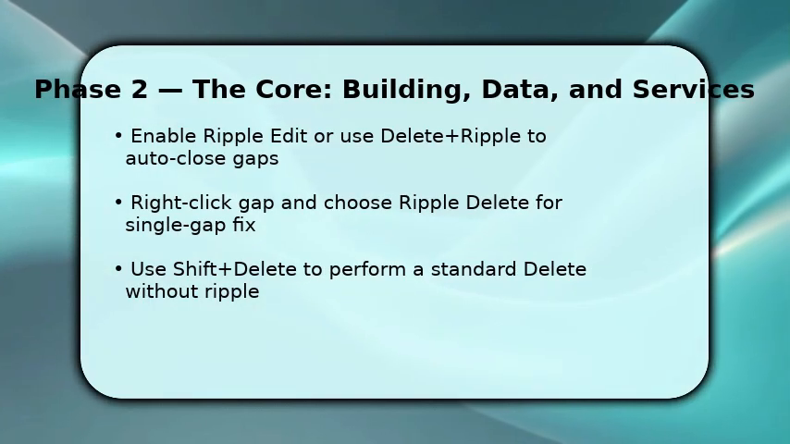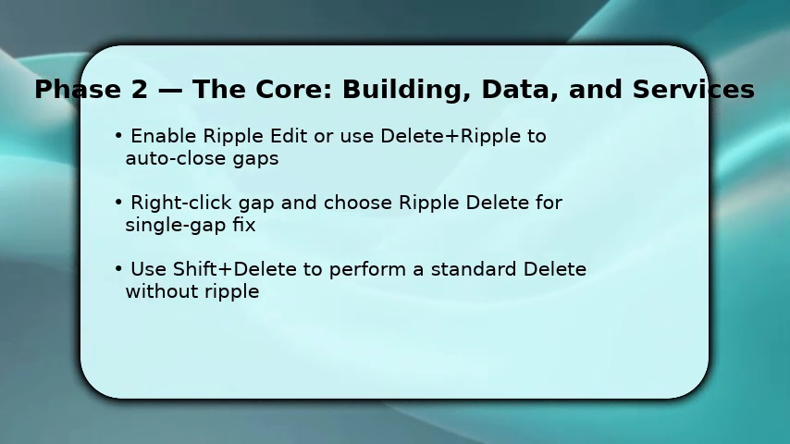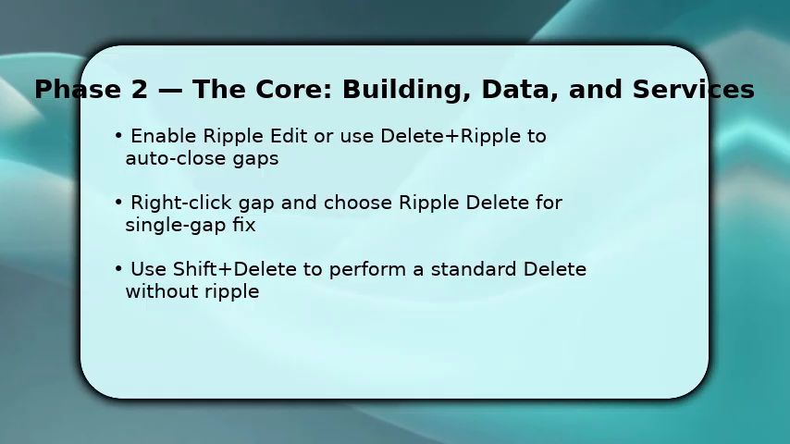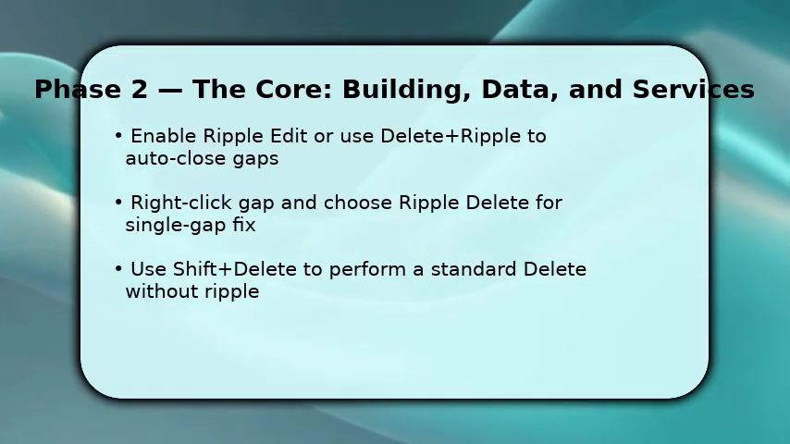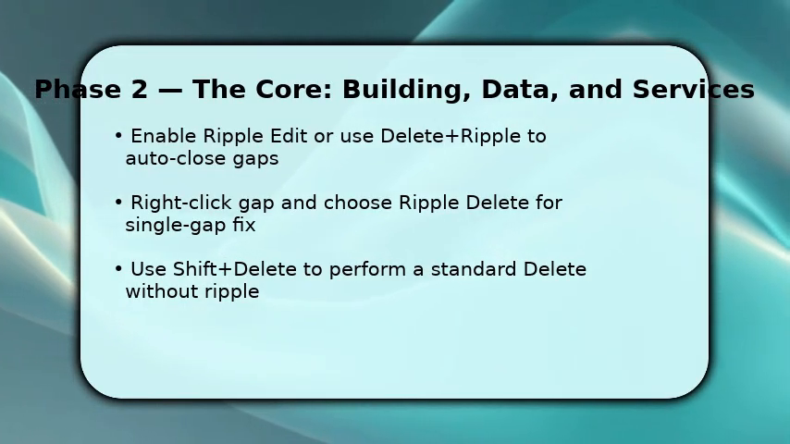Now you remove the space. Right-click the gap and choose Ripple Delete to pull everything left automatically. This preserves relative timing across selected tracks. Alternatively, enable Ripple Edit and drag the clip left until it snaps. This is faster for many gaps.